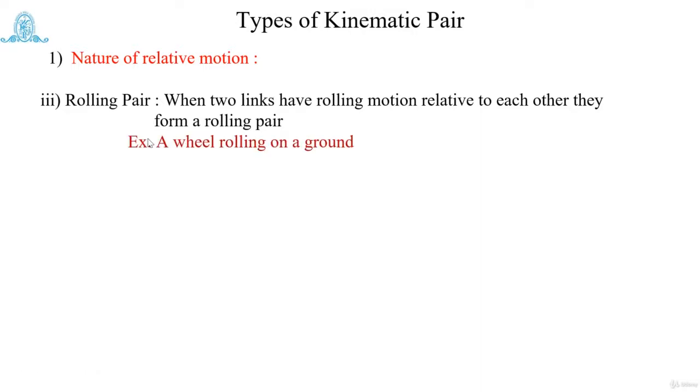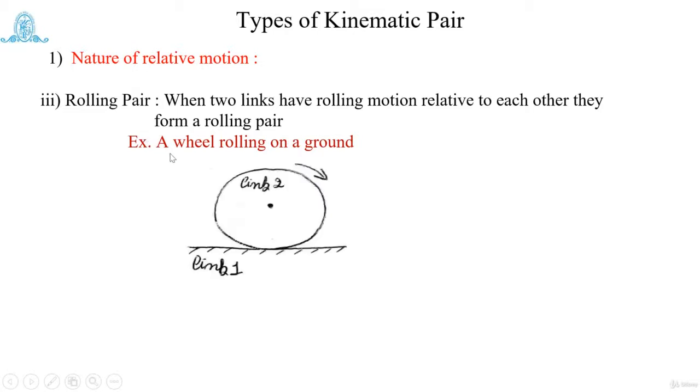As far as the example part is concerned, take a rolling wheel on the ground. This is the ground, consider it link number one, and this is a wheel. This wheel is rolling on the ground. So what does it mean? It is forming a rolling pair between which two links? Link number one, which is the ground, and link number two, which is the wheel rolling on the ground. So these two links form a rolling pair between them.